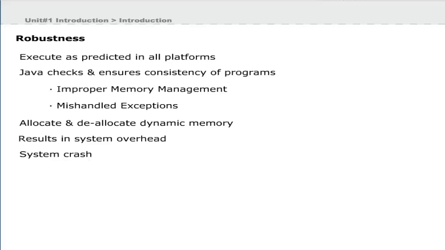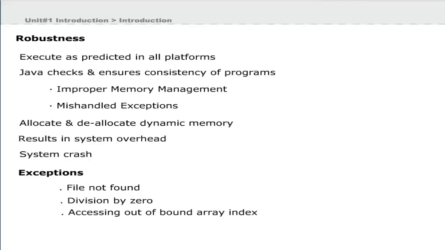Now we will find out how Java helps us to handle exceptions. Exceptions are error conditions that occur during program execution. For example, file not found, division by zero, accessing an out-of-bound array index, etc.